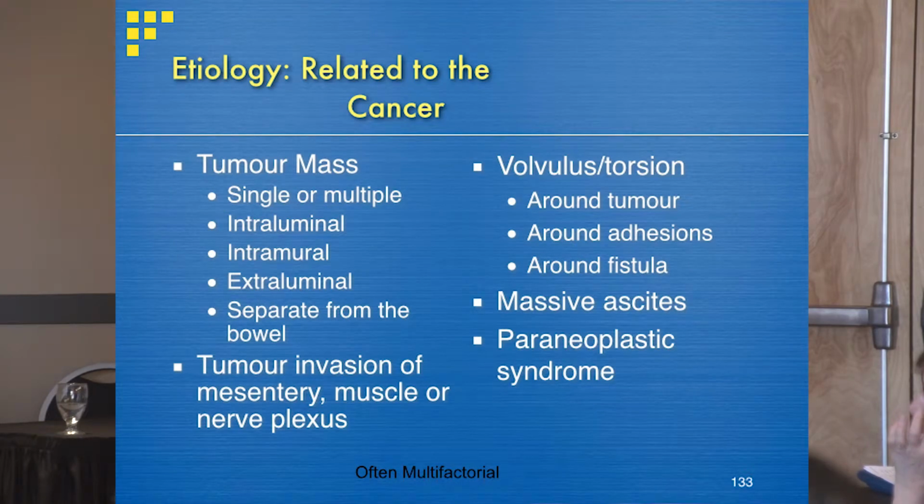As Jeff had in his slides on pain, when we think about etiology, I like to divide things. If you want to have a little framework for how you think about stuff, I first try and think of things that are directly related to the cancer. So is it the tumor mass causing the obstruction? Has the tumor invaded the mesentery and is affecting the propulsion? Is there a torsion? Is there massive ascites or paraneoplastic syndrome? The ascites doesn't have to be massive, but it has to be tense.